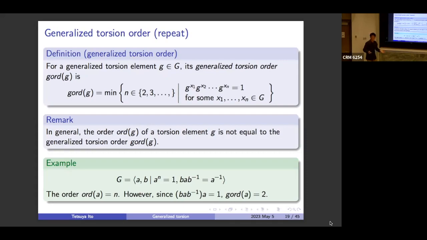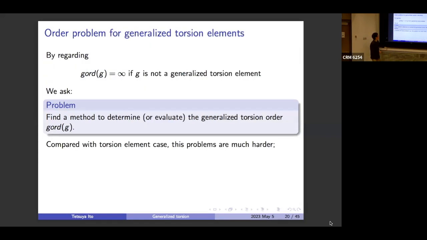As I mentioned, generalized torsion order and order are different. So if we use a general group, then it is safe to use generalized torsion order rather than order to avoid confusion. Just a convention: let us regard generalized torsion order as infinite if it is not a generalized torsion element. Then we ask the natural problem: let us determine, or at least evaluate, the generalized torsion order of a given element z of a given group.